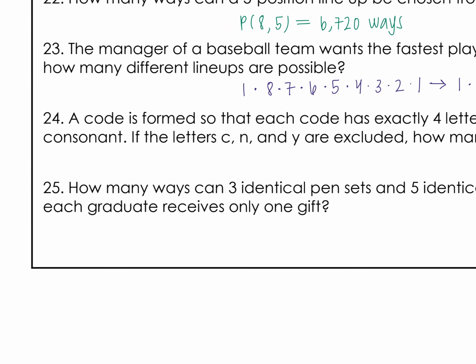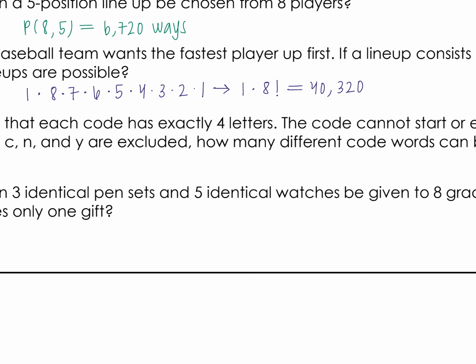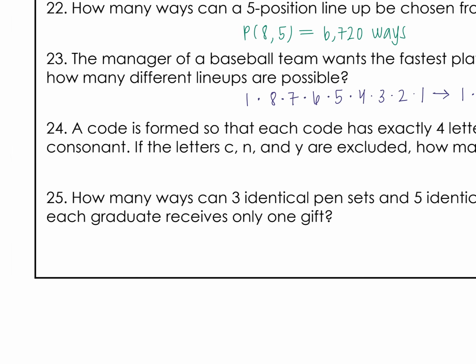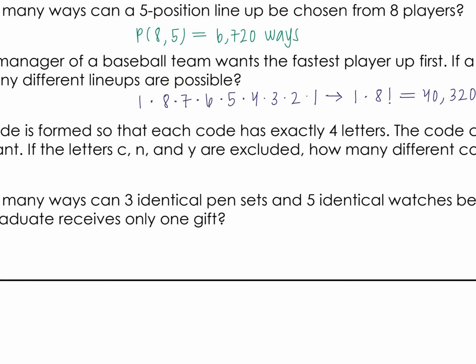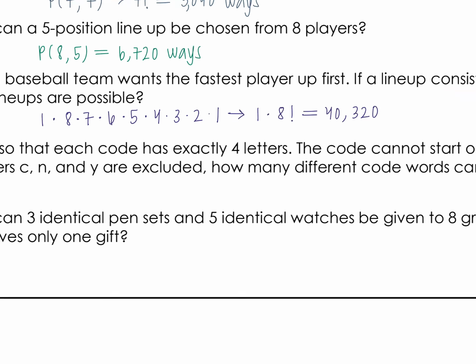24. We have a code formed so that each code has exactly 4 letters. The code cannot start or end with a consonant. So for those of you who do not know what that means, obviously we're going to have to start with a vowel. A vowel is A, E, I, O, U. If the letters C, N, and Y are excluded, how many different code words can be formed?